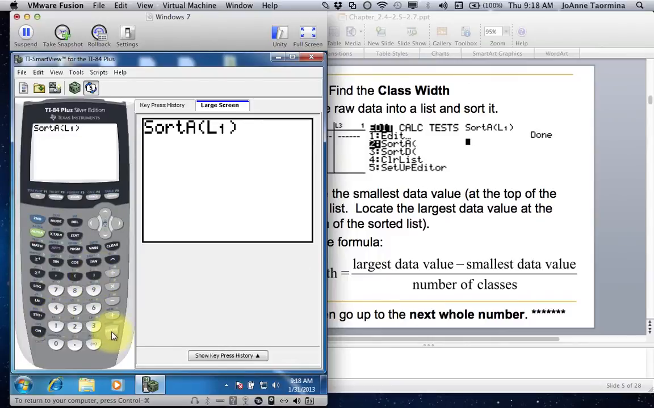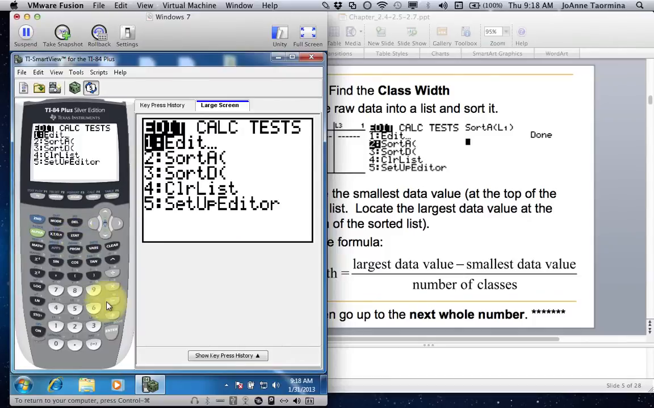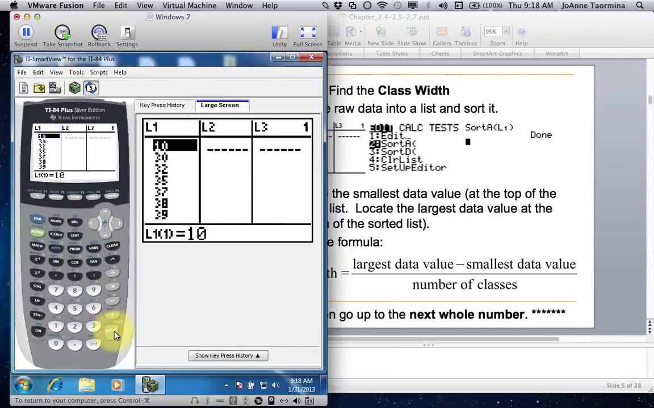Close the parentheses, hit enter, and the list is sorted. Okay, so now you can go back and look at that list by pressing Stat, Enter, and L1 is now sorted. So you're going to make note of the smallest data value, which is 10, and then we're going to go to the very bottom of the list.